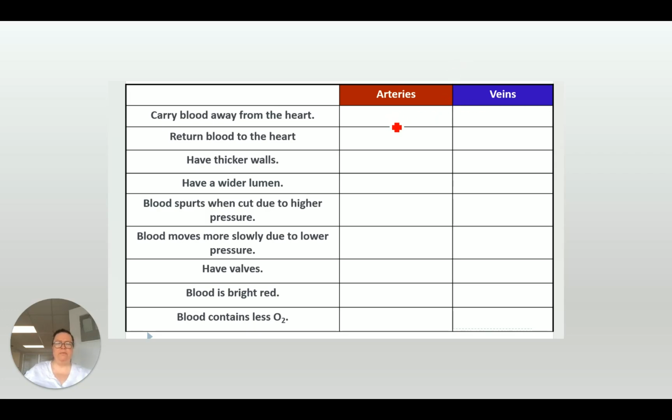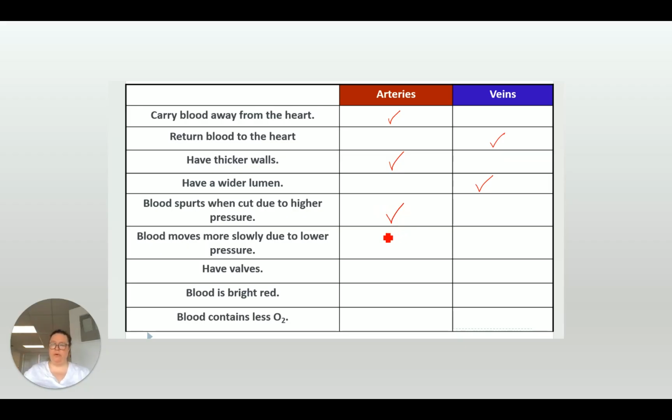So carry blood away from the heart. Arteries. Return blood to the heart. Veins. Have thicker walls, that would be arteries. Have a wider lumen, that would be veins. Blood spurts when cut due to higher pressure. Nice. That's an artery. So if you do cut an artery, the blood will go.